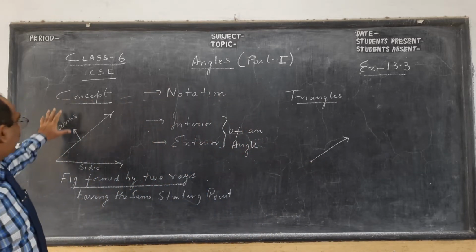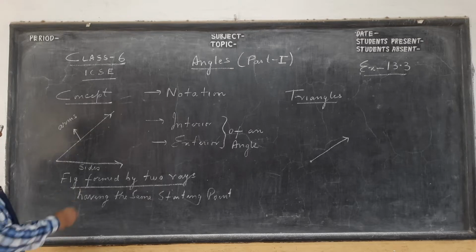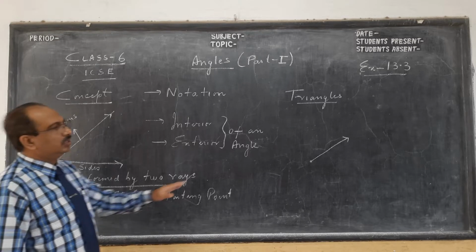The name of this chapter is angle. So this is part 1. An angle is a figure formed by two rays. Fig is the short form of figure. A ray, like a ray of light.